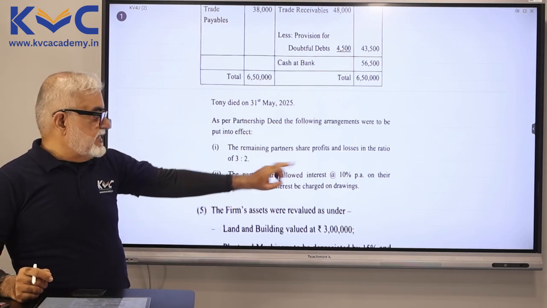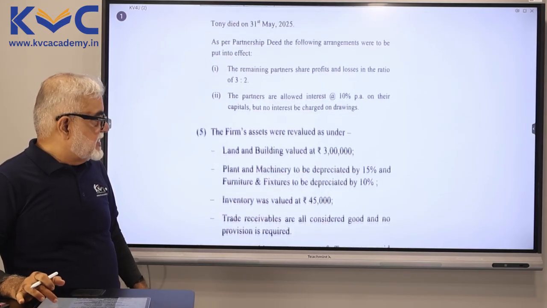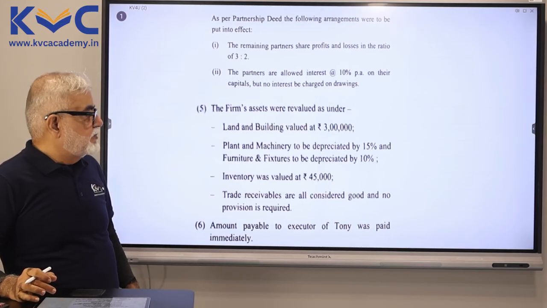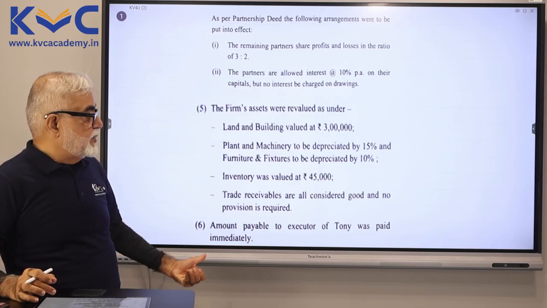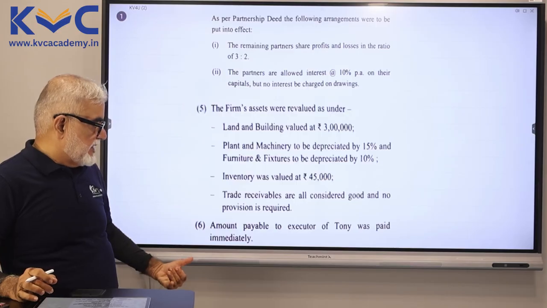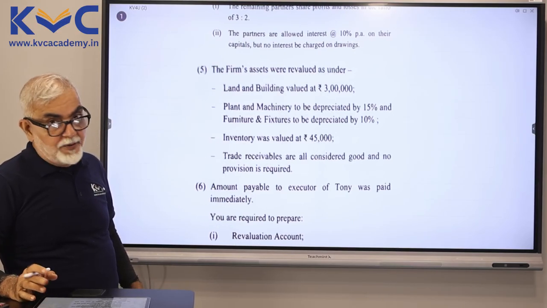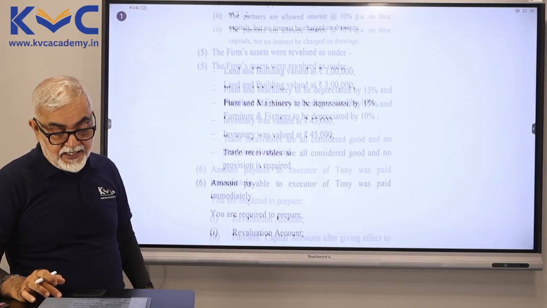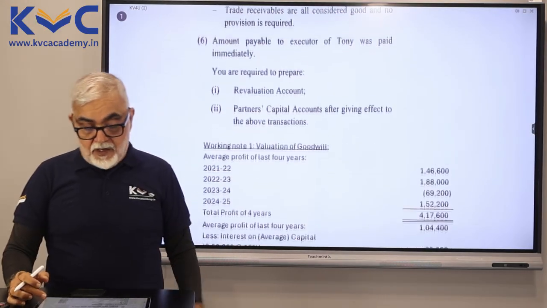Partners are allowed interest at 10% on their capitals, but no interest on drawings. The assets, land and building to be revalued, machinery to be depreciated, furniture to be depreciated, inventory to be revalued. Trade receivable is good, no provision is required, so that's an income. What is the amount due to the executor is important, so that is paid immediately. They want a revaluation account and partners' capital account.